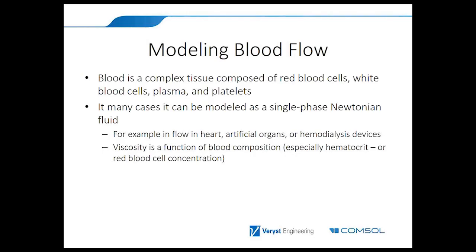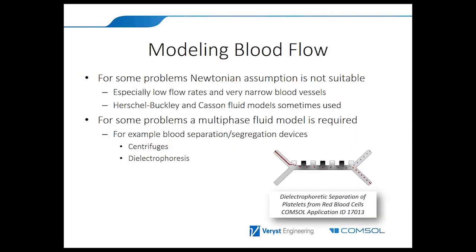For example, if you're doing flow in a heart or artificial organs or a hemodialysis device, that in many cases is sufficient. You just have to be careful about the viscosity. It's a function of the composition, especially the hematocrit. But in many other cases, you just cannot use that assumption because it's not accurate. So especially if you have low flow rates or very narrow blood vessels, then it's not Newtonian anymore, and COMSOL has some models for that, and again, you could implement your own models as well.